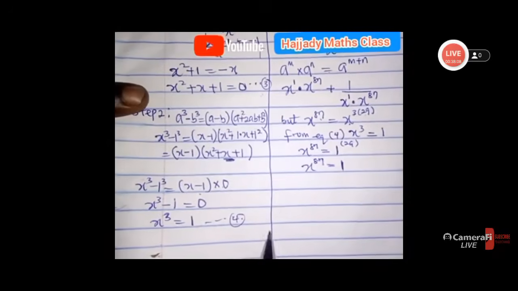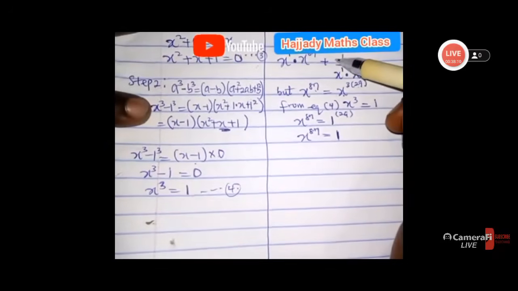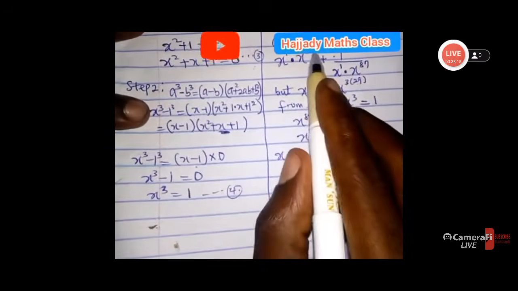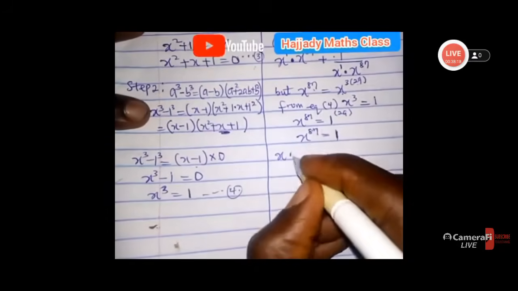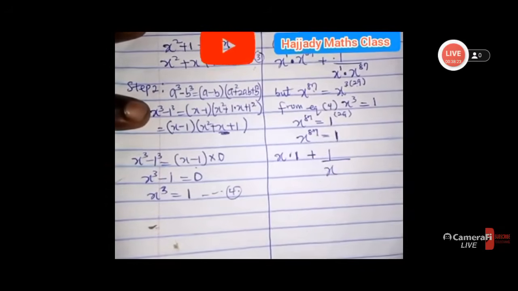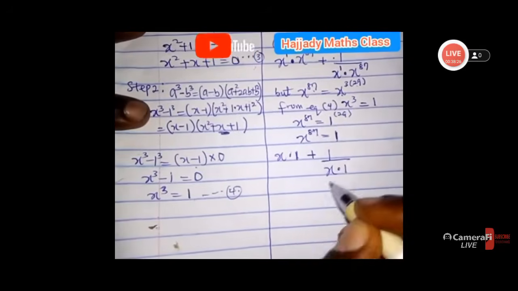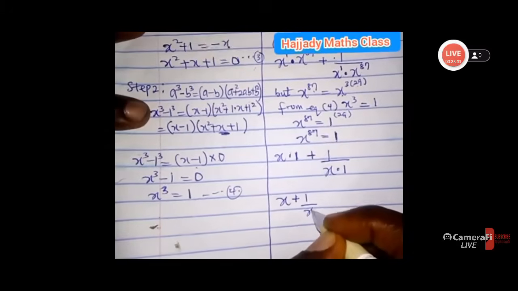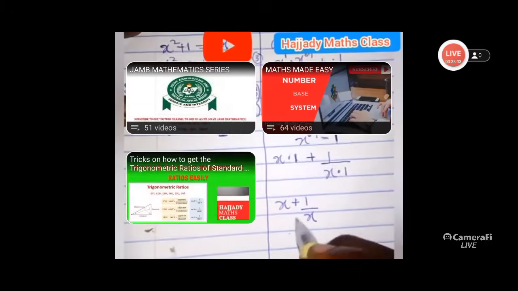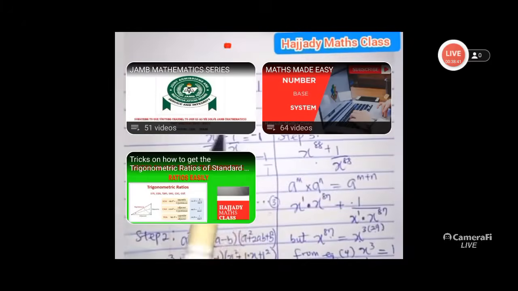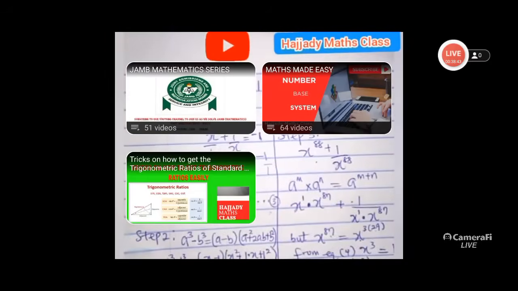Okay, so more importantly, coming back to this equation, we have x raised to power 1 times x raised to power 87, which is now 1 times 1, plus 1 over x times 1. So finally we have this as x plus 1 over x. This is the same as what? Minus 1. So that shows that the value of this and this are equal.